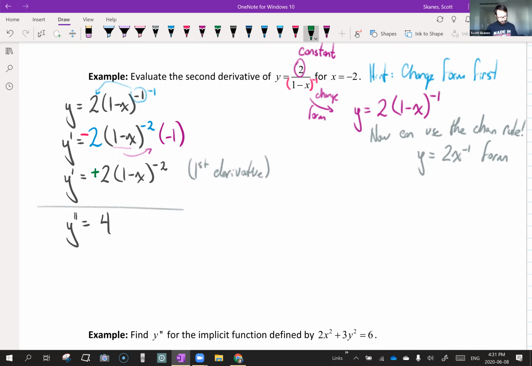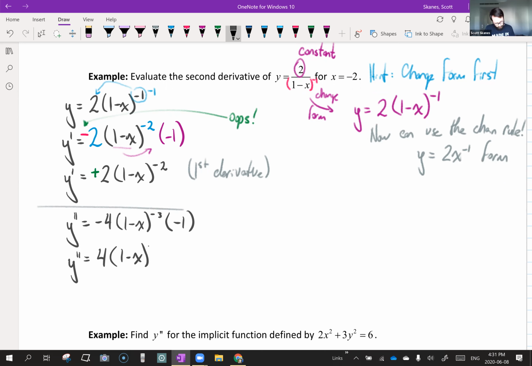So just so everyone knows, I made a little mistake there, so make sure that you change it. So negative 1 times 2 is, of course, negative 2. My bad. And then you should get a positive 2 at the end. That means that when we do our derivative, we get negative 4 times 1 minus x. What's negative 2 minus 1 again? Well, it's negative 3. And then the derivative of the inside is negative 1. I'm going to simplify this. 4, 1 minus x, negative 3. So now that's our second derivative.